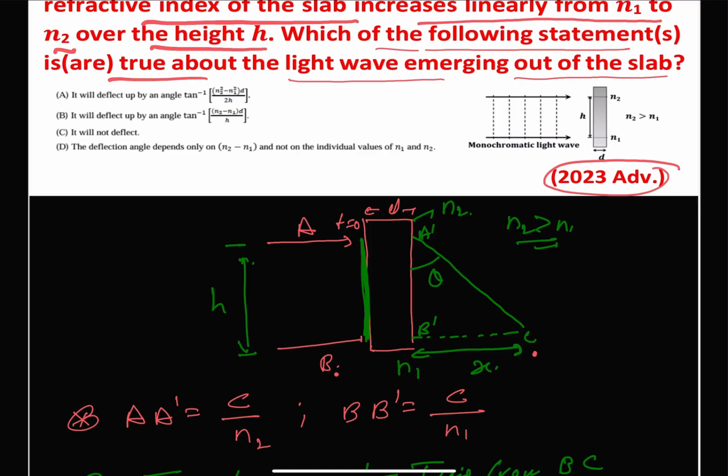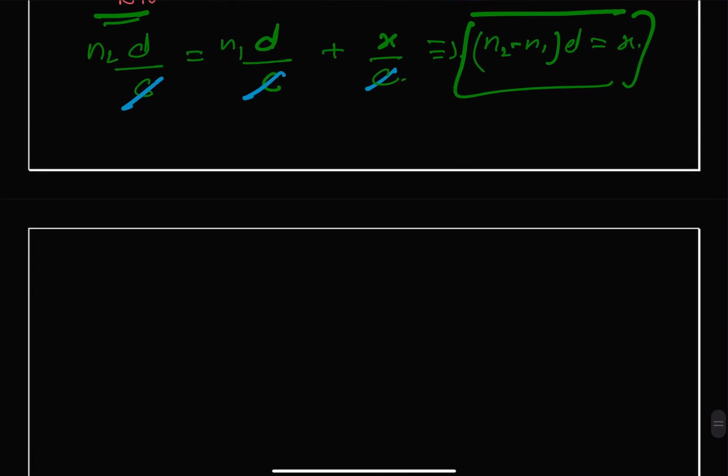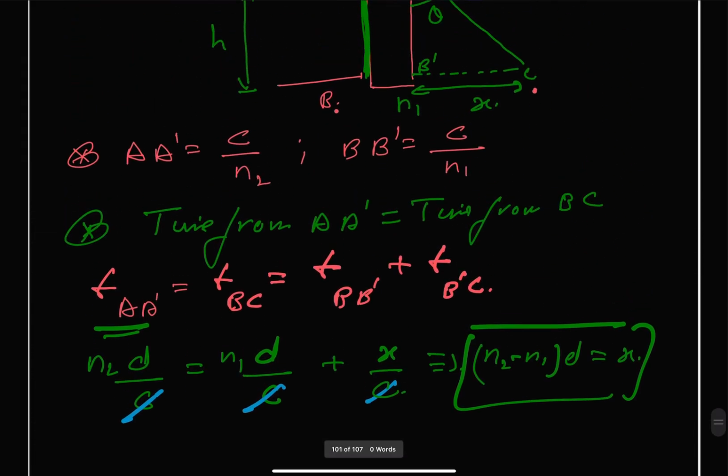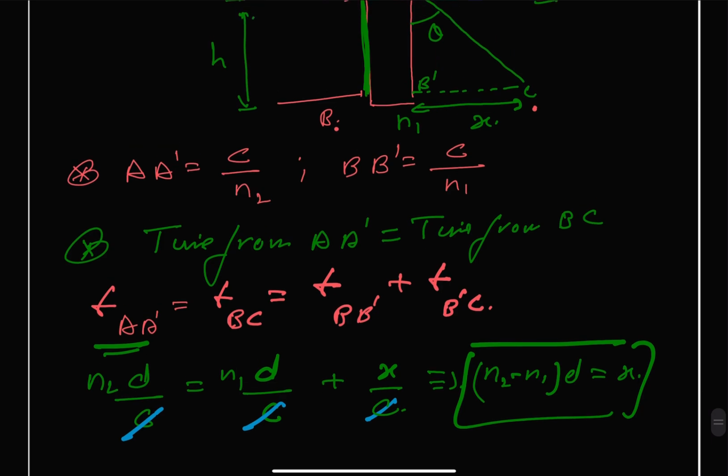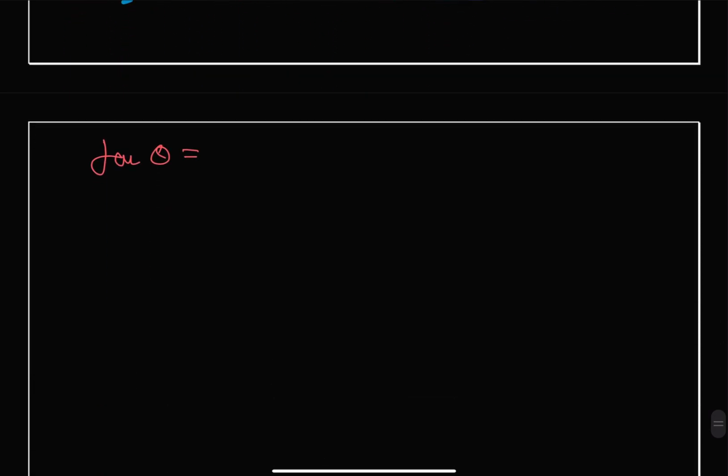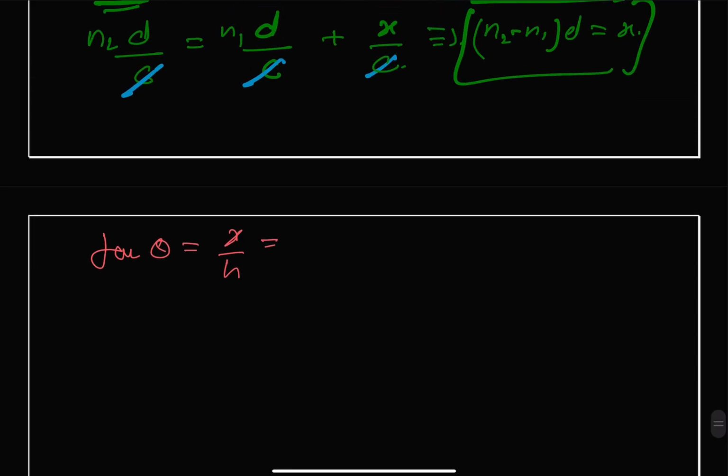Now we need to find the angle of deflection. We can find that also. So we can say tangent of theta will be equal to x, with h being the height, so this will be x upon h, and x we just found out is (n2 minus n1) multiplied by d, so tan theta is (n2 minus n1) times d divided by h.